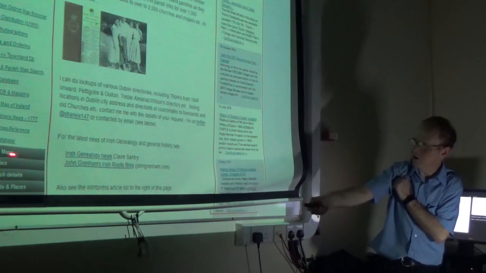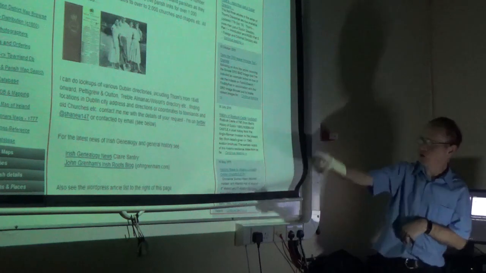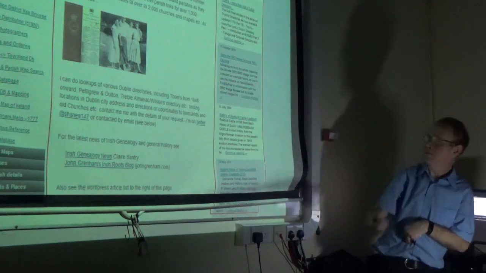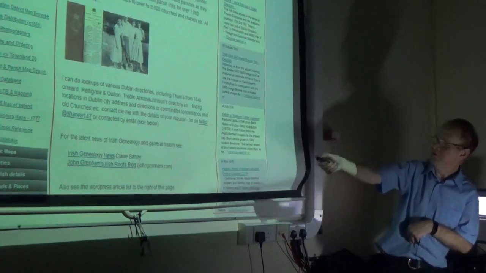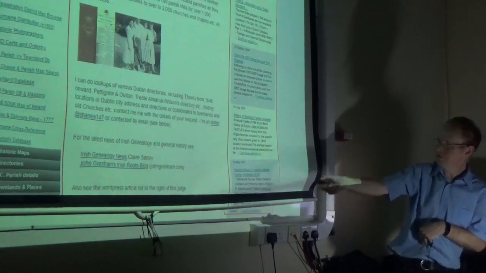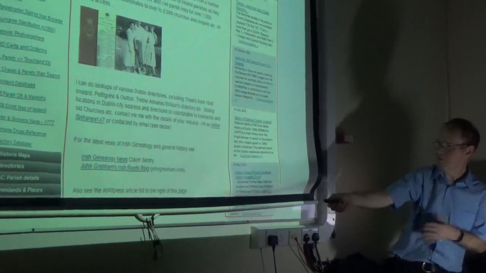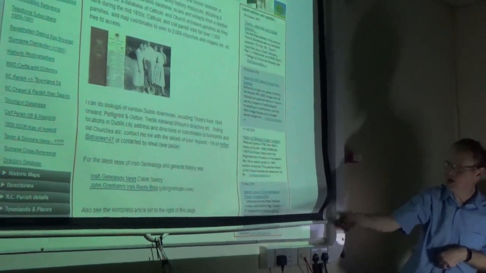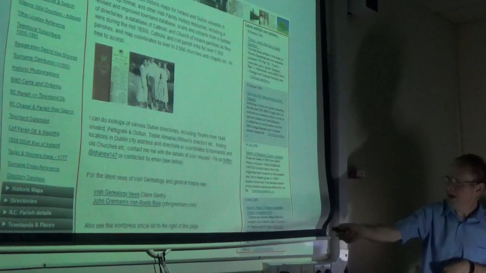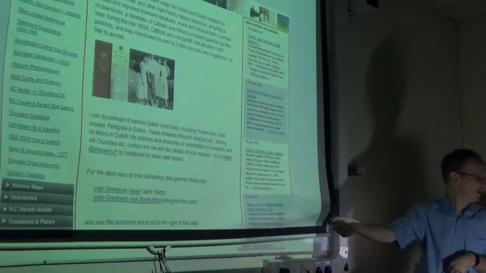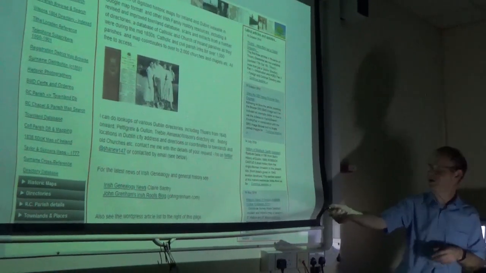So you click on historic maps and it expands and shows you all the historic maps. There's an example on the screen. There's links to 2 blogs. I think the best Irish ones is Claire Santry's Irish Genealogy News, and there's John Grennam's. He posts about once a week. Claire posts almost every day.